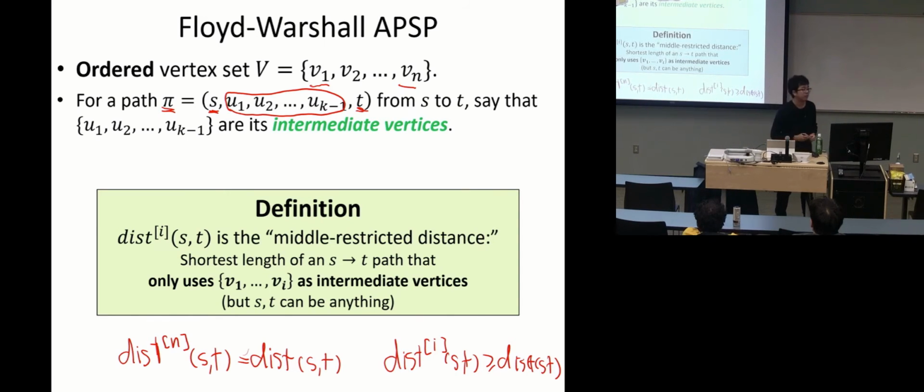Just to make sure, does middle restricted distance require the use of all of those as intermediate vertices, or is it up to that set of intermediate vertices? Yeah, up to that set. You might not use every one. You can use just V1 only, if that is enough, if that is the shorter one.